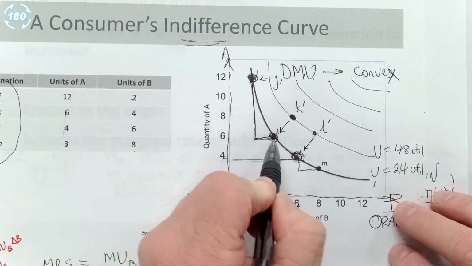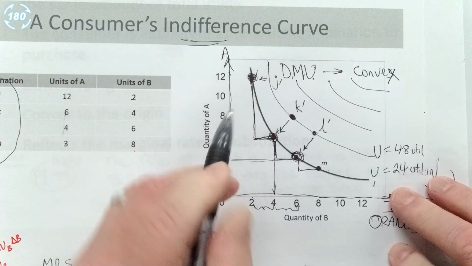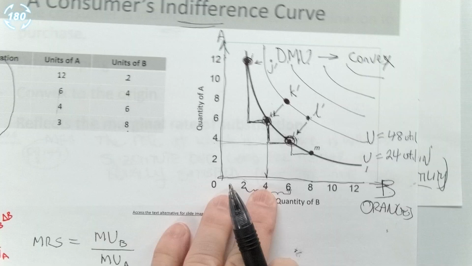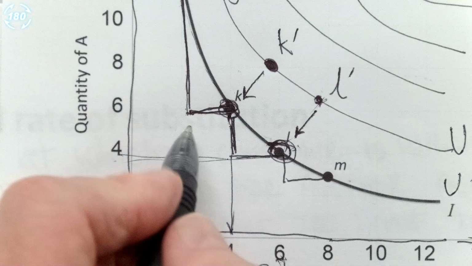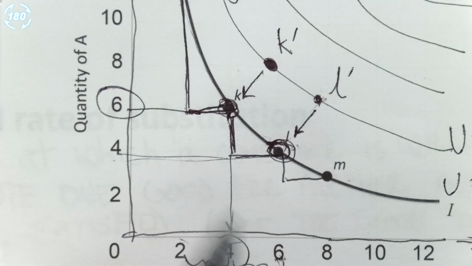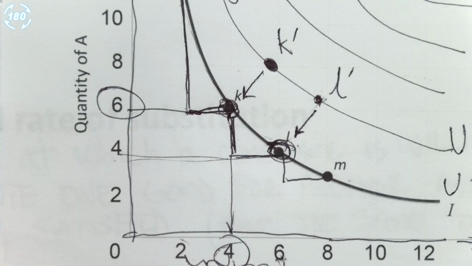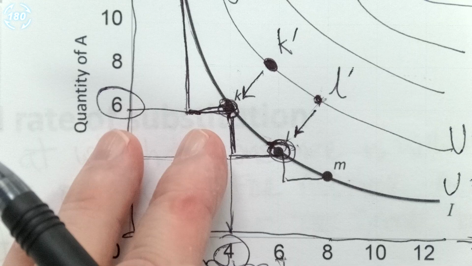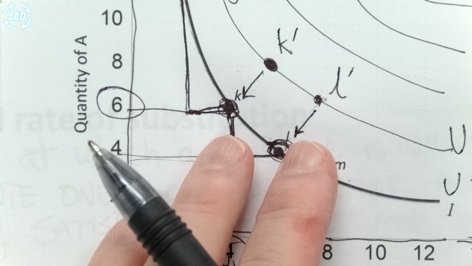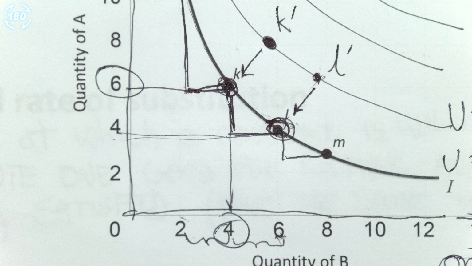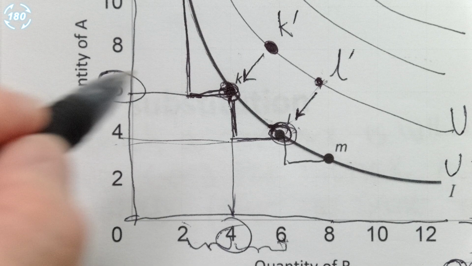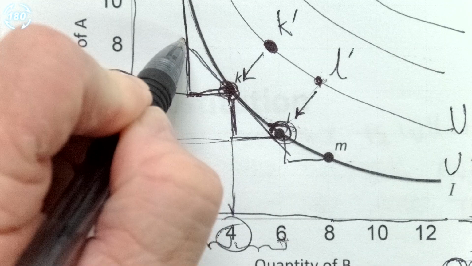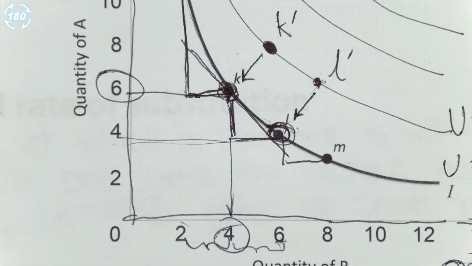So if I were consuming 4 pounds of oranges, I don't know why it's sticking there, 4 pounds of oranges and 6 pounds of apples, I would substitute apples to get more oranges. At what rate? Well, the rate is called the marginal rate of substitution. And the marginal rate of substitution turns out to be the slope of this line that just brushes that indifference curve. Okay, it's called a tangent line.